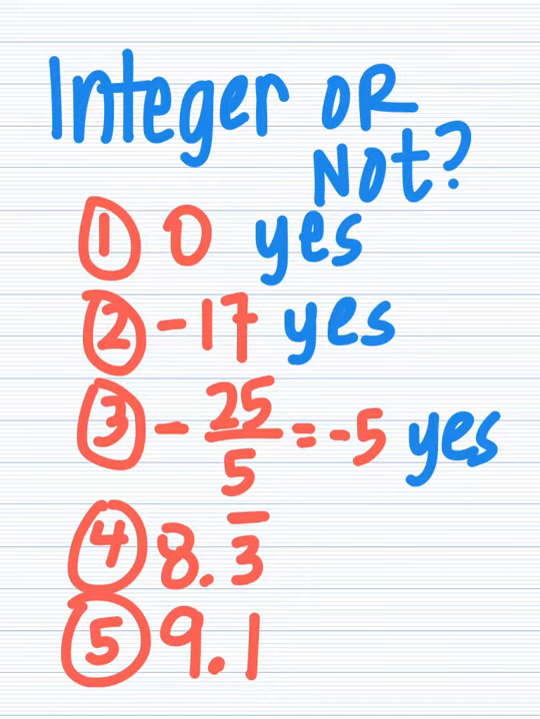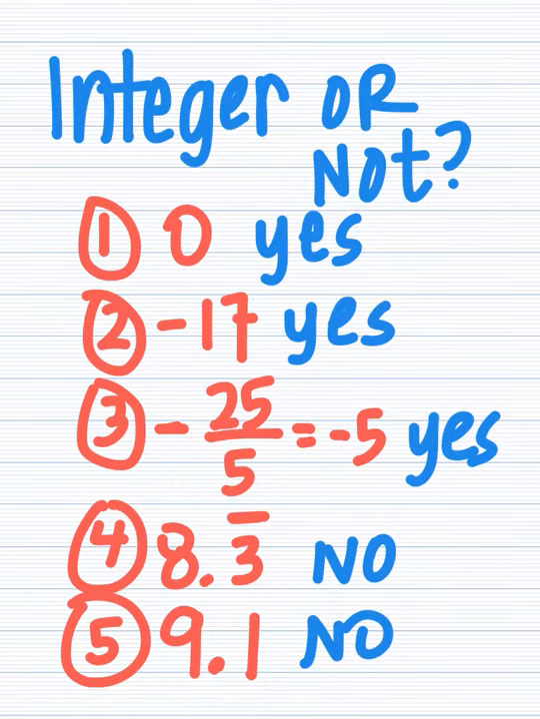Number 4, so 8.3, and then this bar over the 3 means the 3 continues on forever and ever. That would not be an integer. It's not a whole number. And number 5, 9.1, 9 and 1/10. No, it's not a whole number.